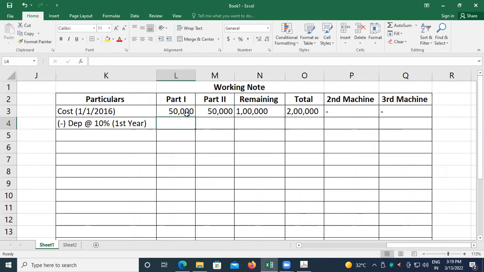So let us calculate depreciation on cost. So 50,000 is the total asset value. 10% depreciation if you take, it will come to 5,000 rupees. Here also it will come 5,000 rupees. Okay, and here it will come 1 lakh rupees. 10% if you take for 1 year. 1 year means, remember, we have to charge depreciation from 1st January till 31st of December. Okay, so I will just write down for your understanding here, 31st of December 2016. So this is the value.